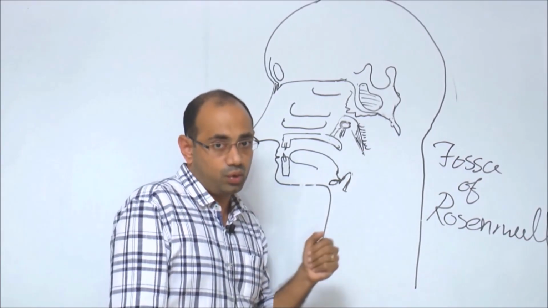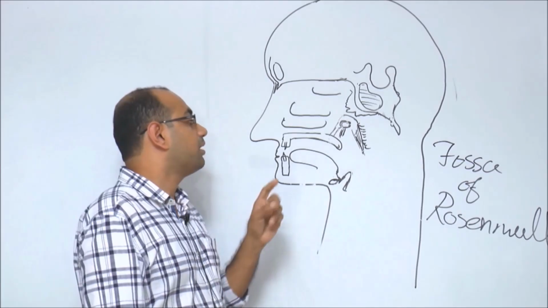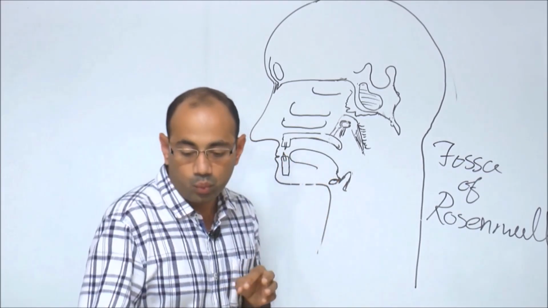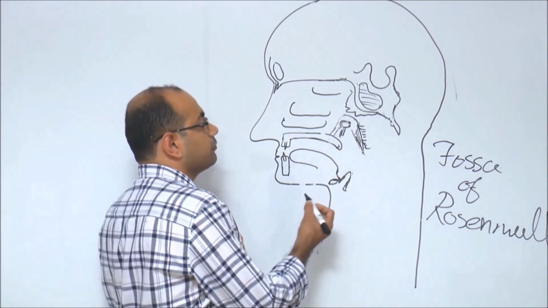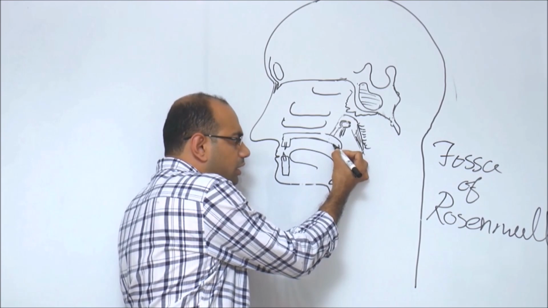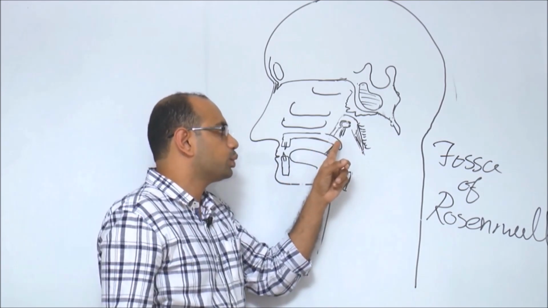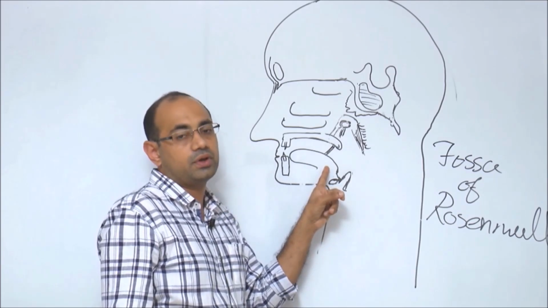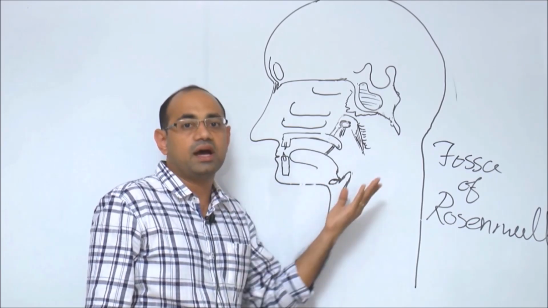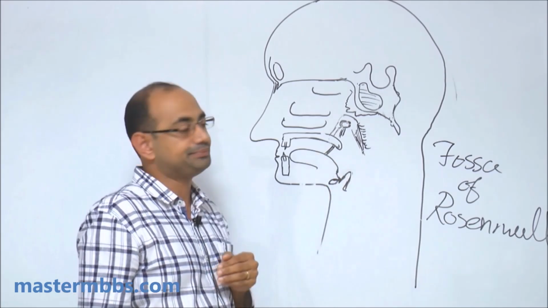Now we come to the oropharynx. In the oropharynx, again you have two folds. One fold is going from the palate to the tongue. So what would you call that fold here, right here? That is the palatoglossal fold. And deep to that fold you have a muscle called your palatoglossal muscle.